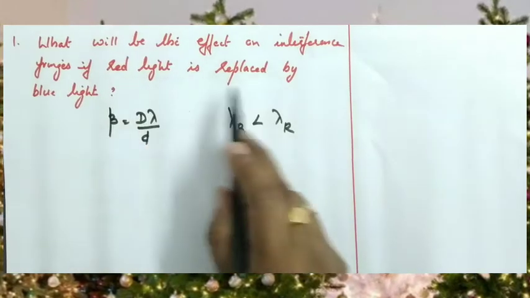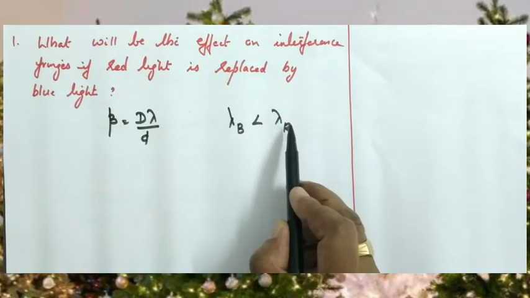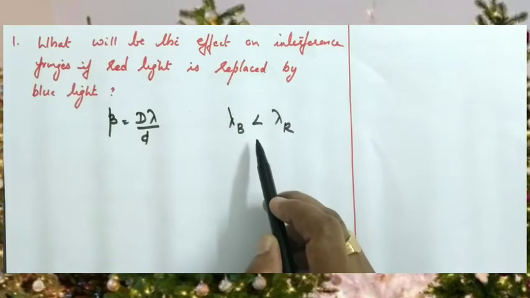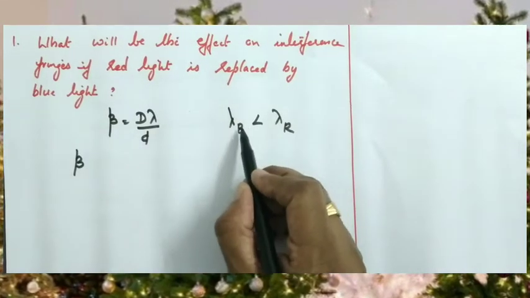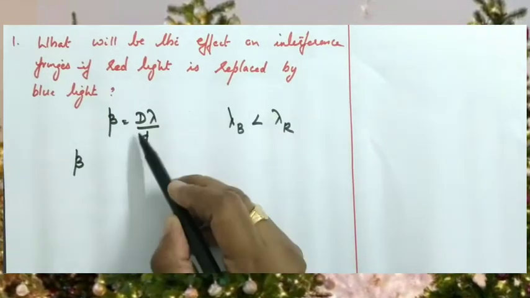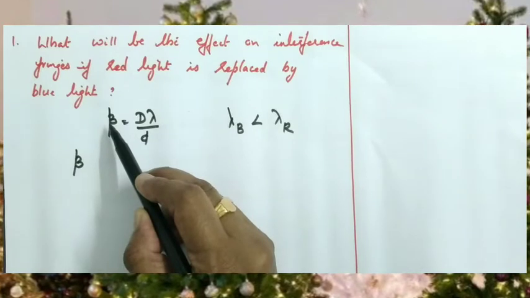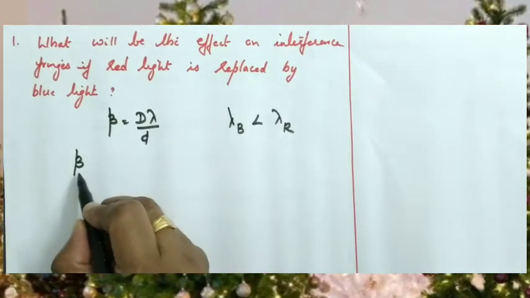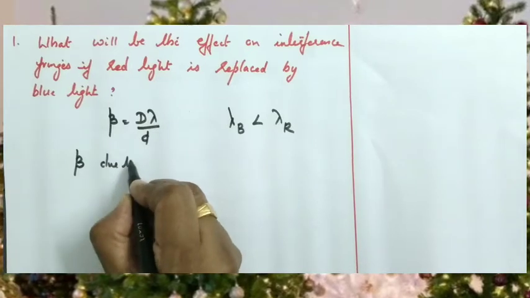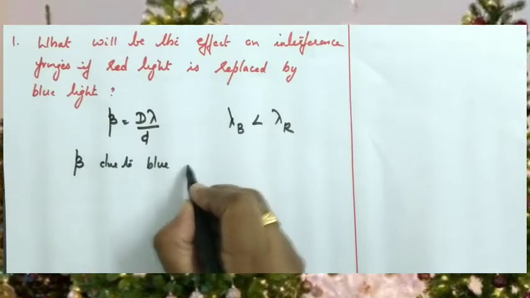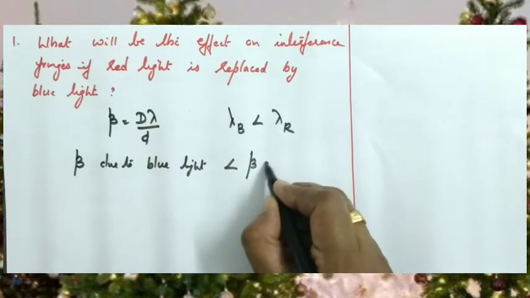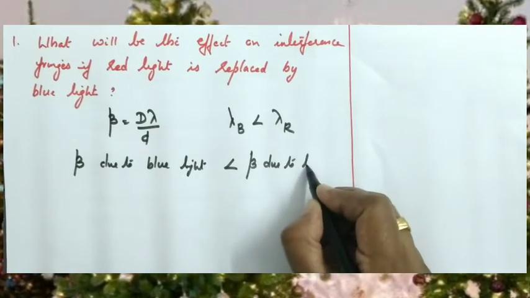So if red light is replaced by blue light, what happens to wavelength? Wavelength decreases. Wavelength decreases means what happens to fringe width? Fringe width also decreases. So, fringe width due to blue light is less than fringe width due to red light.